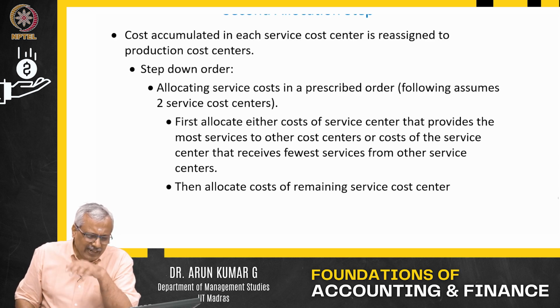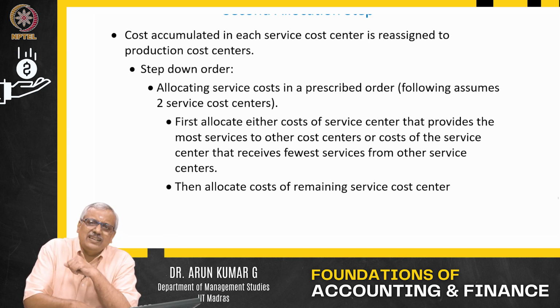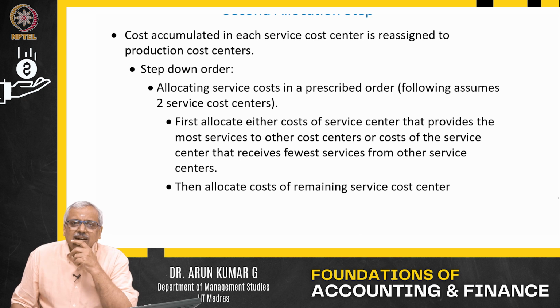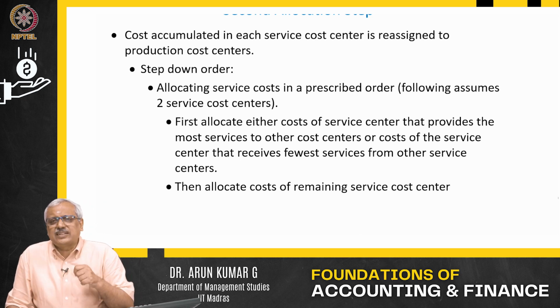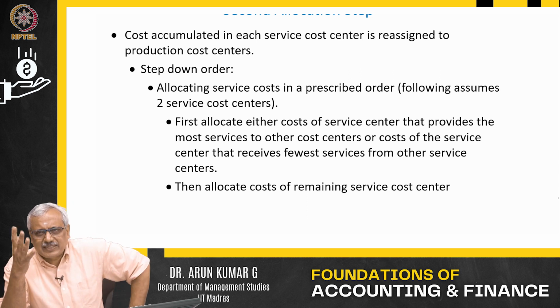You see, allocating the service cost in the prescribed manner is exactly what I said. First allocate the cost of the service center that provides the most services, and then again rework on allocating the cost of the other service centers. Choose the service center which provides the maximum service. Timekeeping office maximum, next canteen, next administration. So in that order you will go.